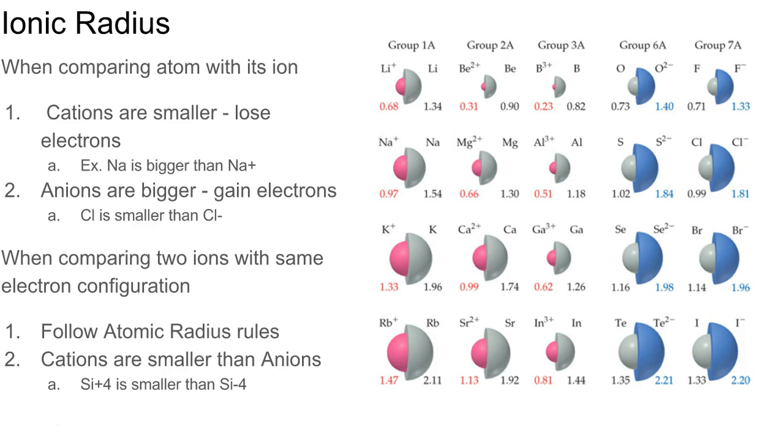Ionic radius. What you need to know is that cations are always going to be smaller. That's because they lose electrons. When you lose electrons, the radius is going to get smaller. And anions are going to get bigger. And so when we gain electrons, those radii are going to get bigger.